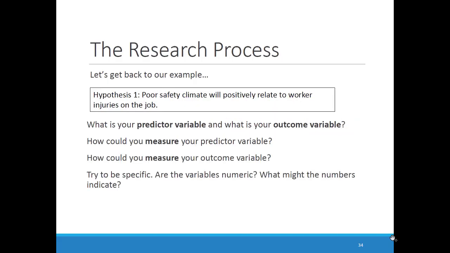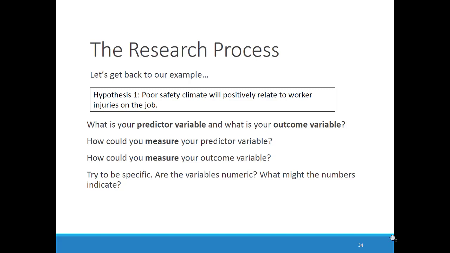So let's go back to our example. Our hypothesis is that poor safety climate will positively relate to worker injuries on the job. Think about this hypothetically. So if you were to actually study this, what would your predictor variable be and what would your outcome variable be? Feel free to pause the video if you want to take a minute to think about it. But the predictor variable would be safety climate. The outcome variable would be worker injuries on the job.